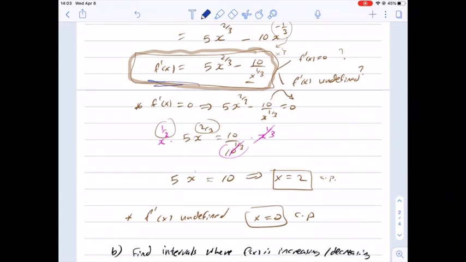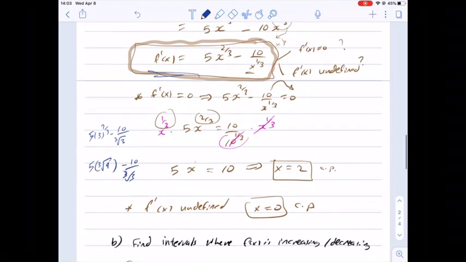When we choose 3, let's substitute it into f prime. We don't need to determine the value exactly, but we need to know at least the sign. So if we substitute 3, 5 times 3 to 2/3 minus 10 over cube root of 3. So this is 5 times, now 3 to the power 2/3 is the cube root of 9, minus 10 over cube root of 3.